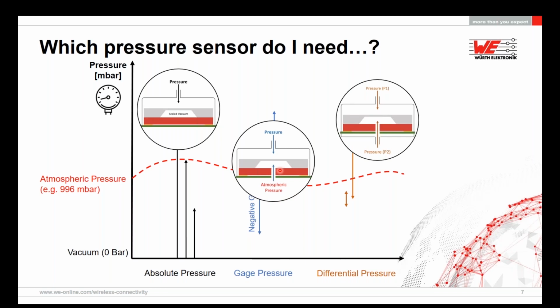The differential pressure sensor is very much similar to the gauge sensor. The only difference is that here the reference pressure is also user defined. That means the user can connect two different pressures to this sensor and measure the difference between both pressures, P1 and P2. More or less, a differential pressure sensor is also a gauge sensor. When you open the port P2 to the air and let the atmospheric pressure in, the differential pressure sensor works as well as a gauge sensor.